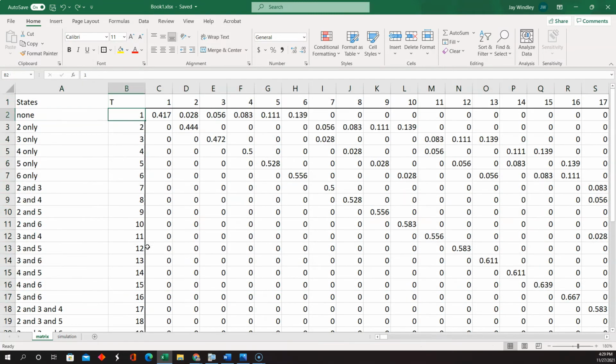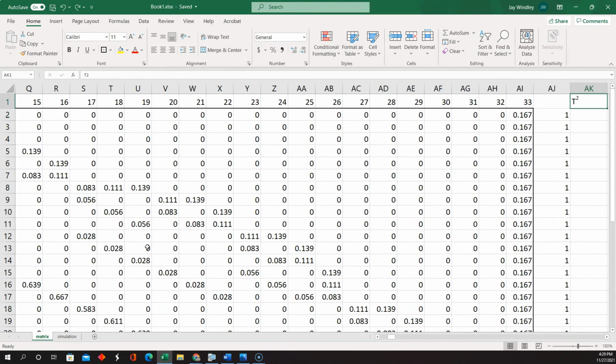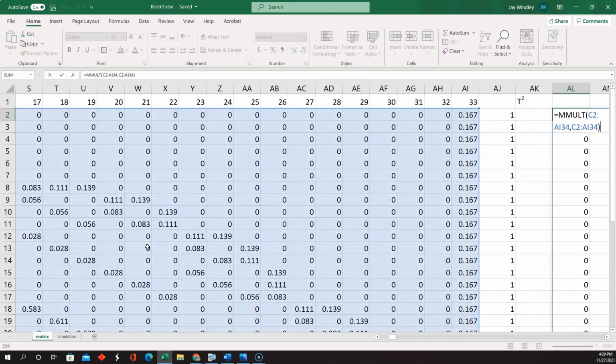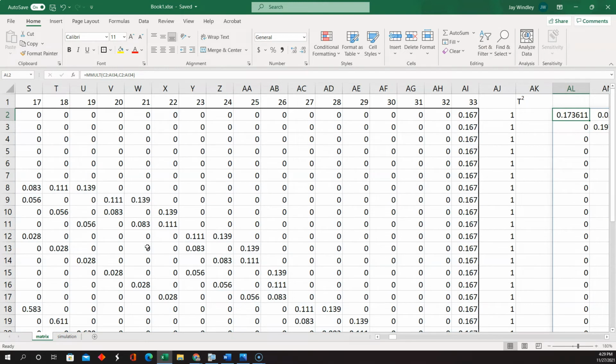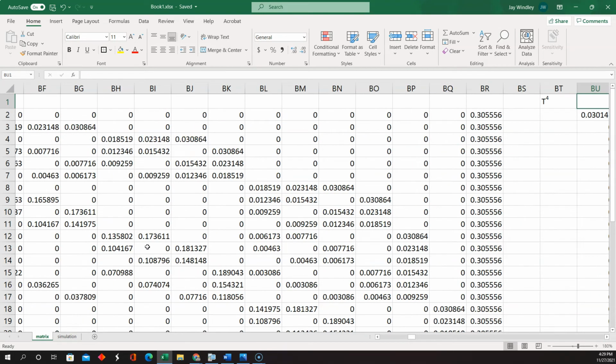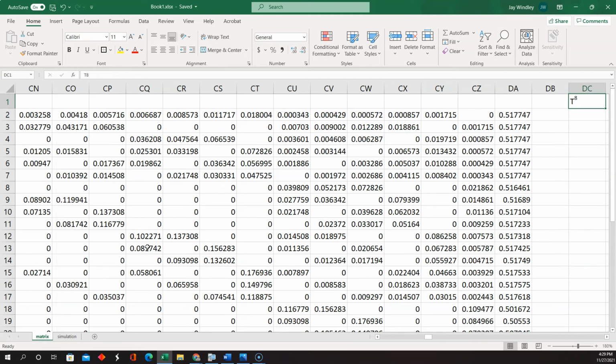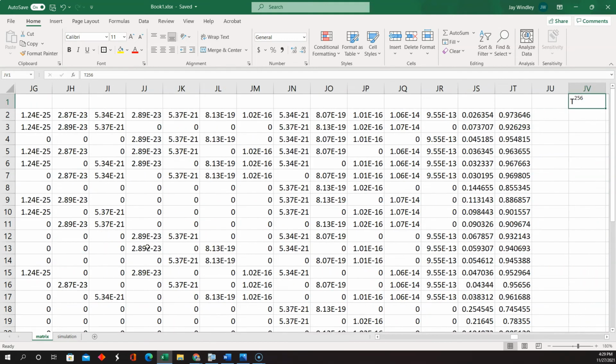So there's my 33 by 33 transition matrix. And then I use the function mmult in Excel to multiply that matrix times itself. So this gives me the T squared matrix. And then I multiply it times itself again to get the T to the 4th matrix, and T to the 8th, and T to the 16th, and so on.